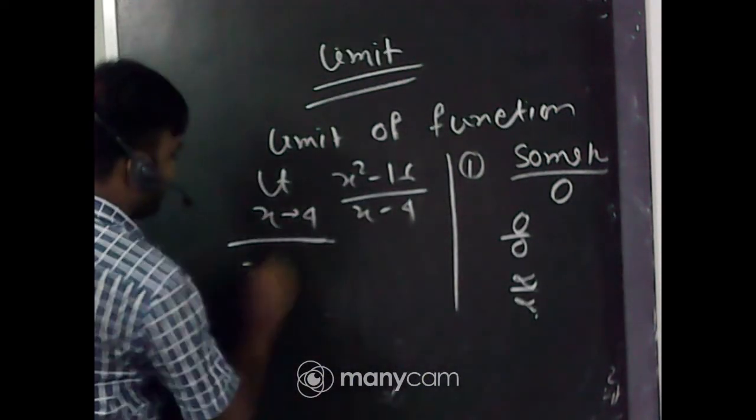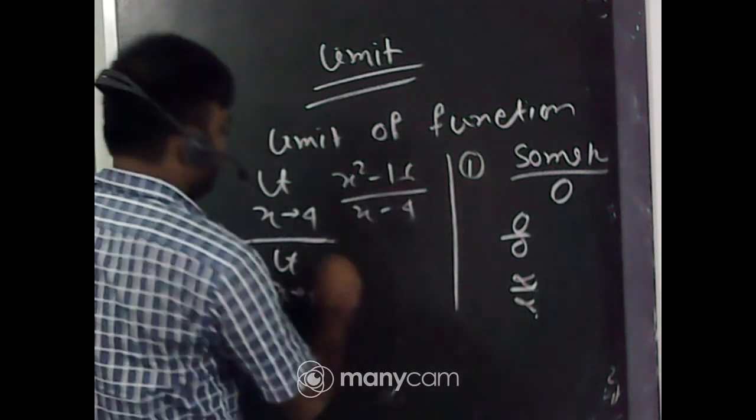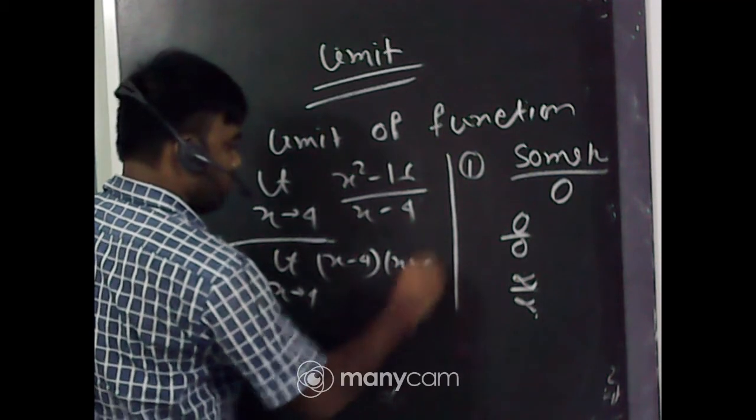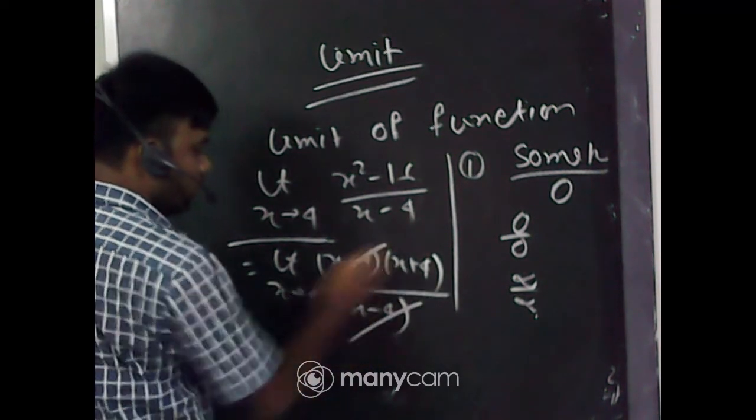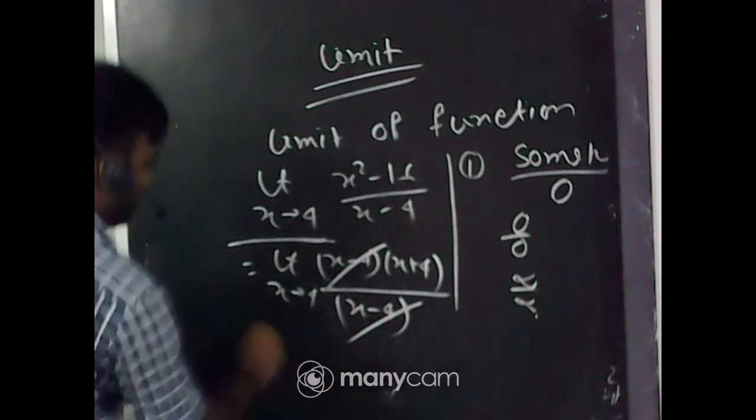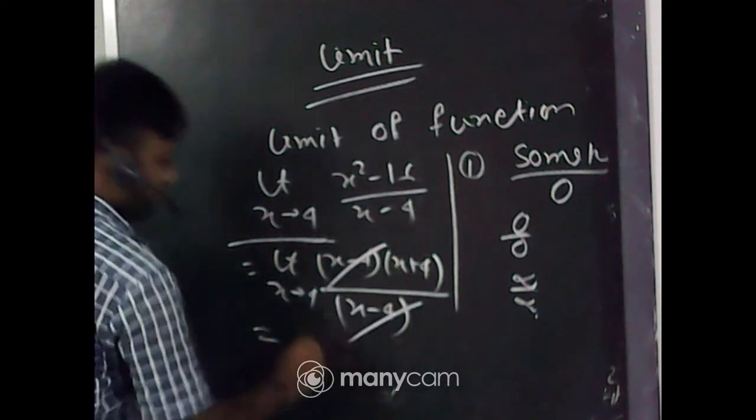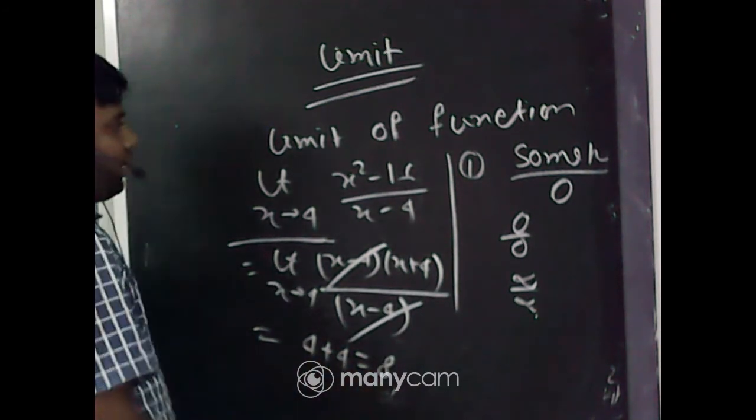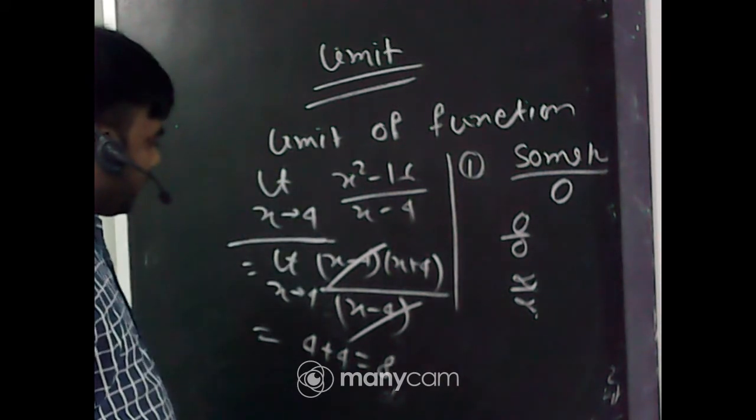So x tends to 4, we cannot put x directly. The limit as x tends to 4 of x square minus 16 is (x minus 4) times (x plus 4), and here also x minus 4. So remove it. Now you can put x equal to 4, so 4 plus 4 equals 8. Now the limit of the function is 8.